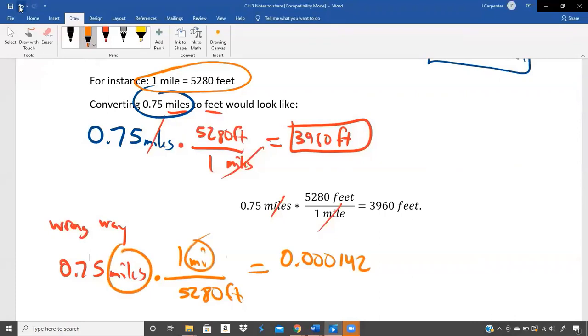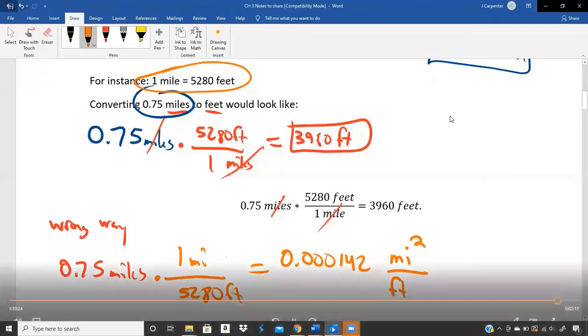When you have 5 times 5, yes, it's 25, but think in exponents, it's 5 squared. When you have 7 times 7, it's 7 squared. When you have x times x, it's x squared. Units work exactly the same way. So miles times miles is miles squared. The feet unit is still in the bottom. So 0.75 miles is equivalent to 0.000142 miles squared per foot.